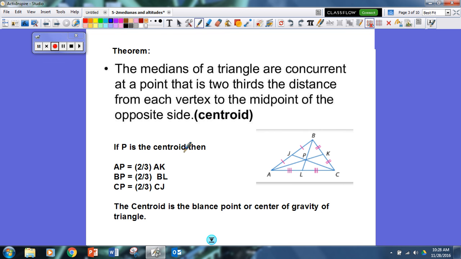If I wanted to balance this on my finger, this is where I would need to place my finger. The theorem states the medians of a triangle are concurrent at a point that is 2/3 the distance from each vertex to the midpoint of the opposite side. This is called the centroid. So in this triangle ABC, P is the centroid. So that means that AP is 2/3 of the length from A to K. And BP is 2/3 the length of B to L, and CP is 2/3 the length of C to J. The centroid is the balance point, the center of gravity. Centroid is the one that usually appears on every Regents exam.